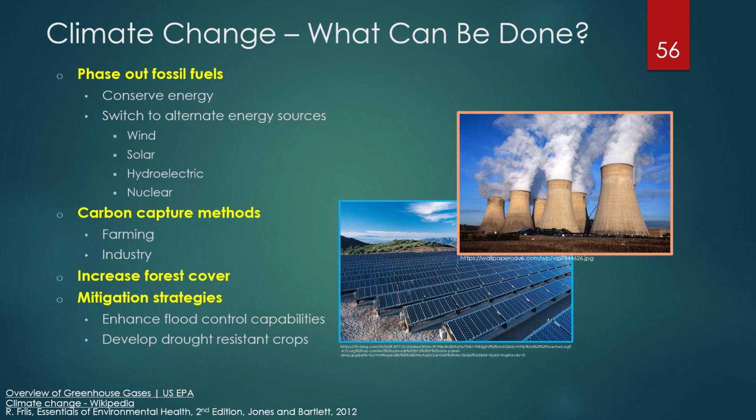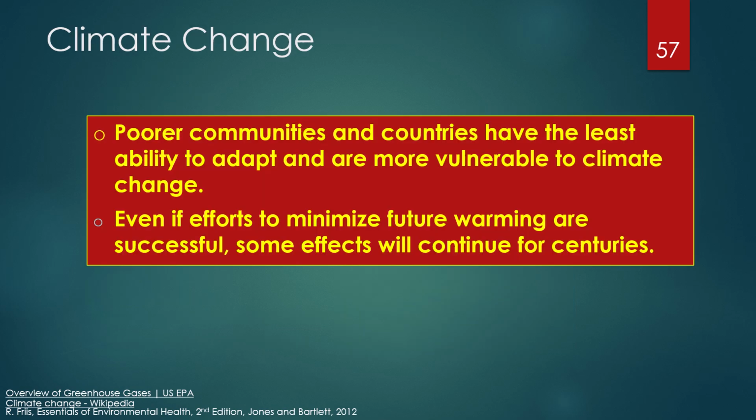Another strategy is to adapt to the effects of climate change through mitigation efforts like enhancing flood control measures or developing drought-resistant crops, etc. Poorer communities and countries have the least ability to adapt and are more vulnerable to climate change. Even if efforts to minimize future warming are successful, some effects will continue for centuries.